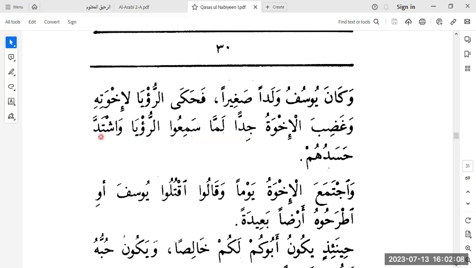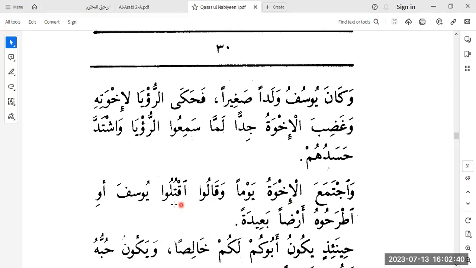Washtadda hasaduhum. So their hasad intensified. Wajd, again, form 8. You see, the third letter after hamzatul wasl, the third one, 1, 2, 3, the verb was jam, Jim, Meme, and Ain is the base form, Jama'a. And when you bring it to form 8, it becomes Ijtama. Ijtama means they gathered. Who gathered? Al-Ikhwatu. Al-Ikhwatu gathered yawman, on a day. So this is zarf. They gathered on a day, one day, yawman.